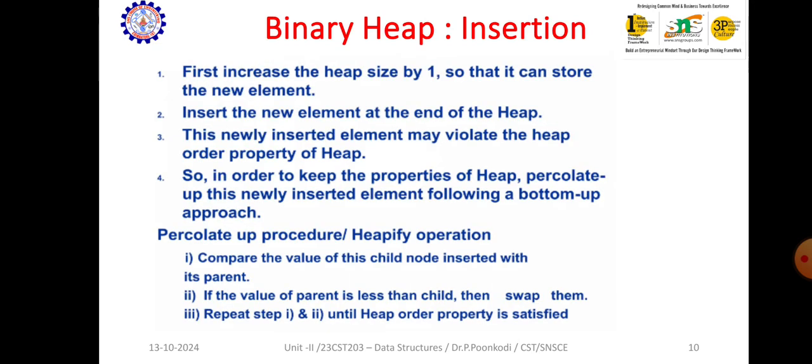While inserting, first I have to increase the heap size by 1 so that it can store the new value. Next, I insert the new element at the end of the heap. The newly inserted element may violate the heap order property, that is, the minimum value should be in the root node. So we have to compare, and if it is less, then we have to do a percolate up. If I want to move values in the upward direction, I use percolate up. If I have deleted the root element, then I have to use percolate down.